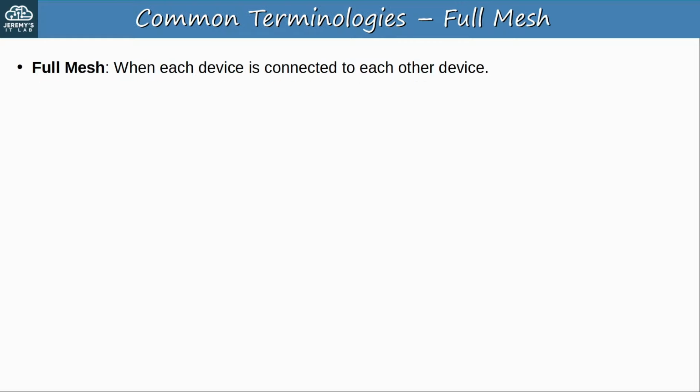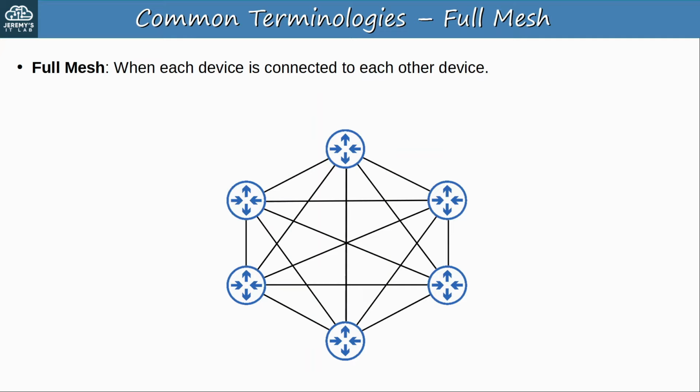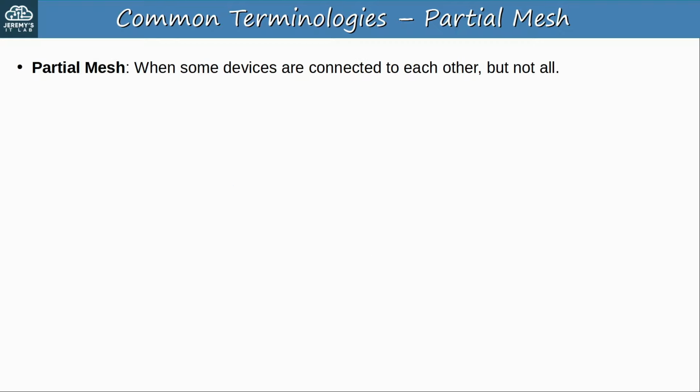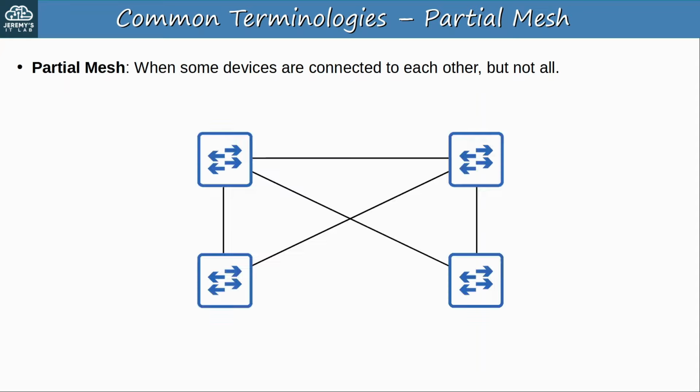The next term is full mesh, which is when each device is connected to each other device, forming a mesh. Here's an example. 6 routers, and each router is connected to each other router. This is called a full mesh topology. The last one I want to introduce is partial mesh, which is when some devices are connected to each other, but not all. Here's an example with 4 switches. Notice that the top 2 switches are both connected to each other switch, but the bottom 2 switches are not directly connected. This is a partial mesh topology.